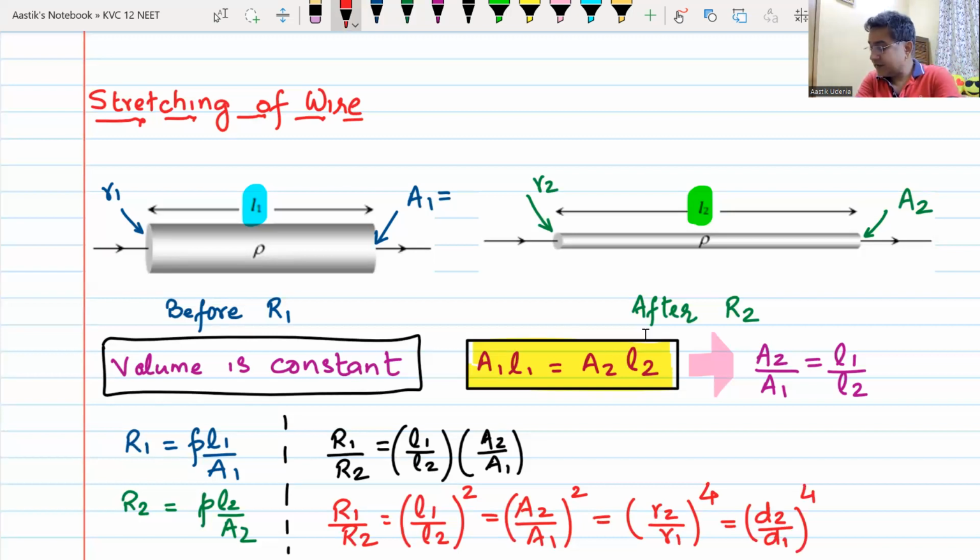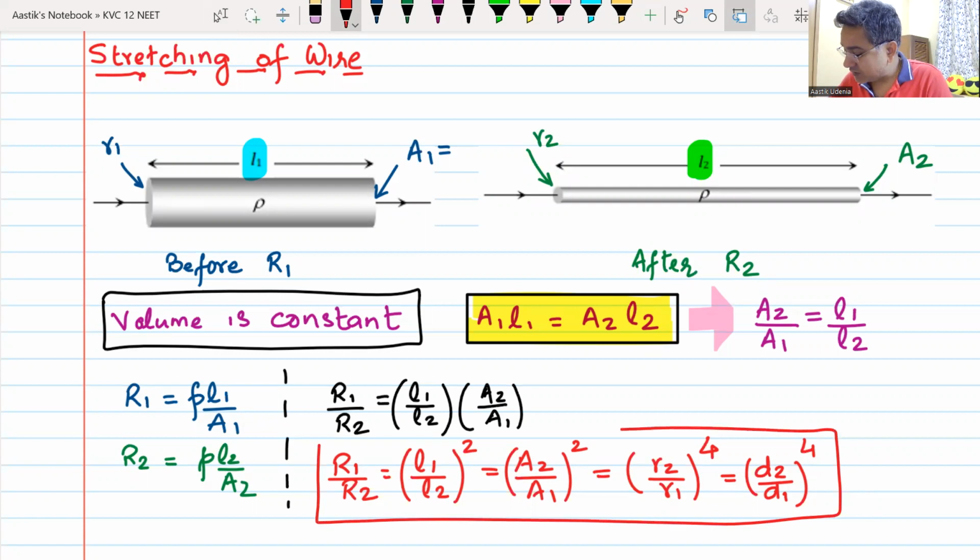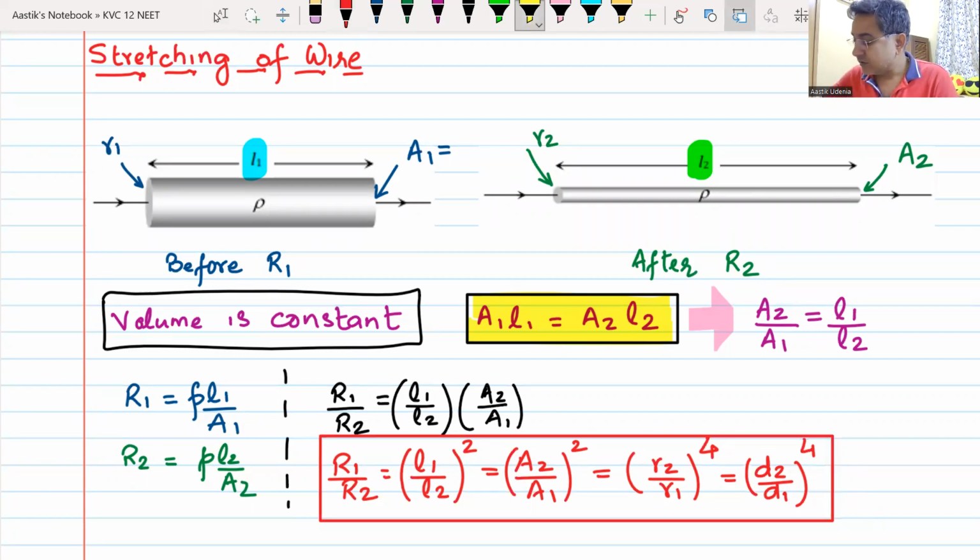So that completes our discussion on this one. We have got a relation: if the wire is stretched, we have got a relation that relates all these quantities together in a very systematic way. This is the relation between R1 and R2. In terms of length, in terms of area, in terms of radius as well as diameter, we have got the relation. Do we understand this? Yes or no? Yes, sir. I'll give you 2 minutes to note this down. Let me know once you are done.